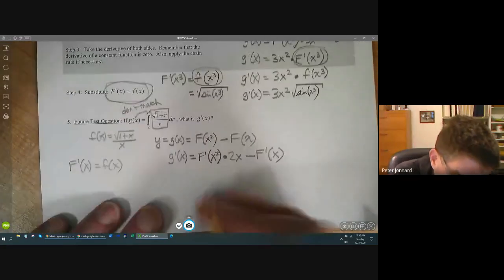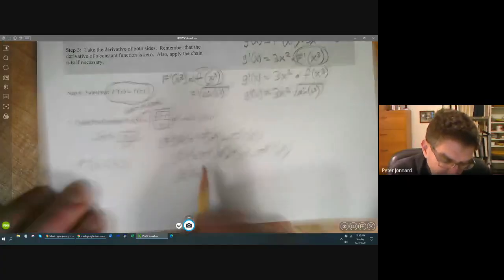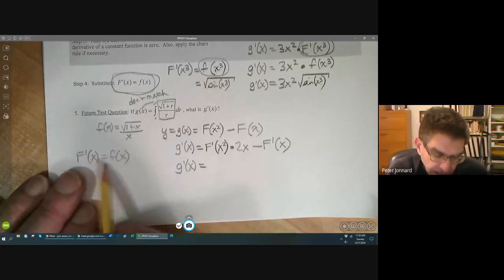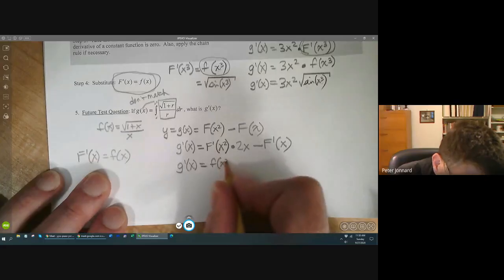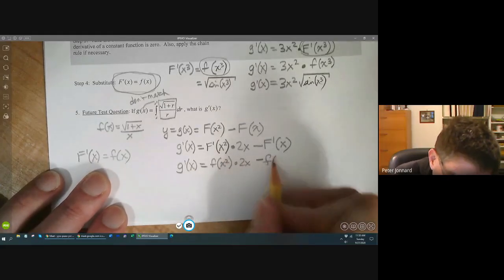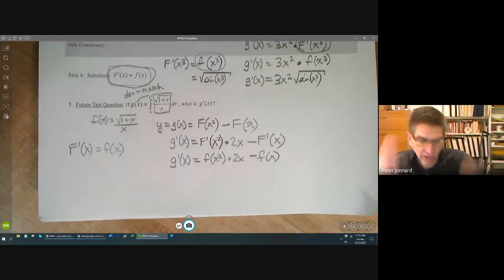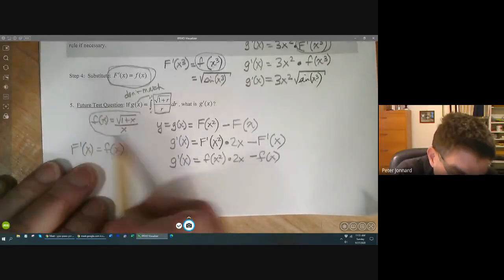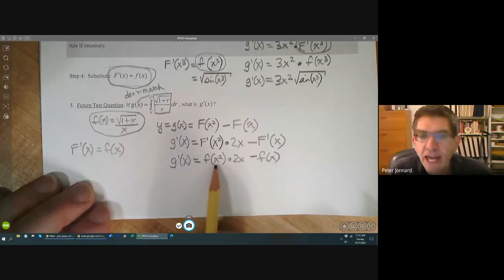F prime of x is equal to f of x, always, okay? And so what that means is g prime of x is equal to, well, if capital F prime of x equals f of x, then that must be f of x squared times 2x minus f of x. Okay, well, now we just need to figure out, what's f of x? Well, f of x, fortunately, we wrote it down right there. So f of x is this.